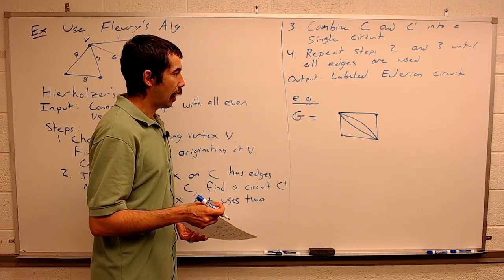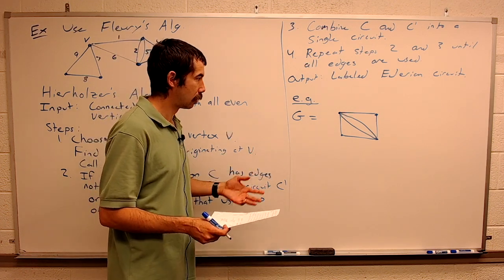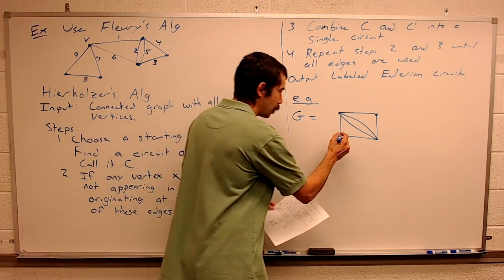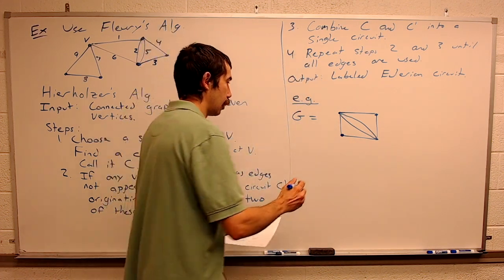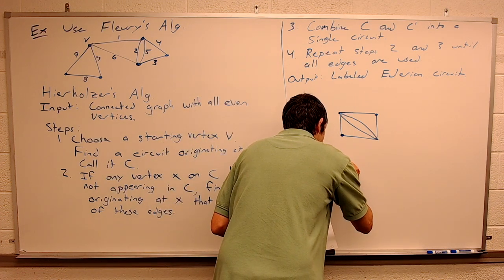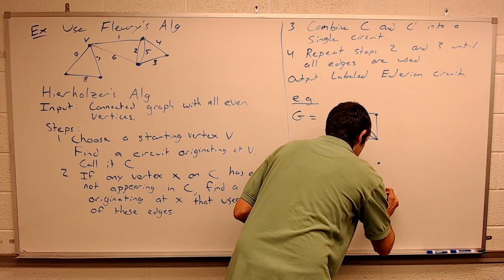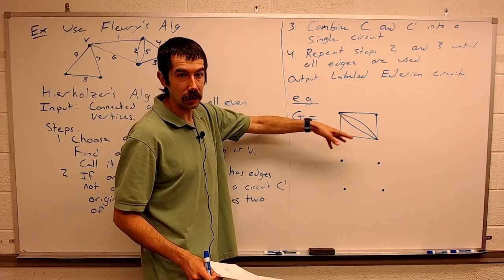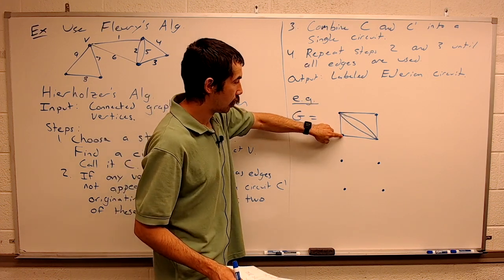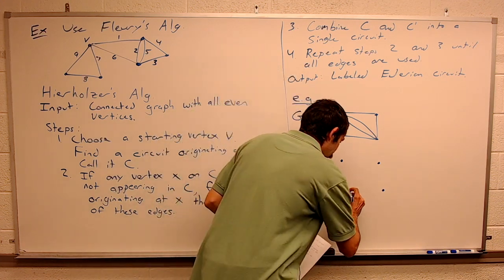And so how does this algorithm work? Well, we pick a starting point. And so maybe this is our starting point. And so we need to find a circuit out of this starting point. And so remember, a circuit just has no repeated edges. So maybe we go all the way around. This would be C.